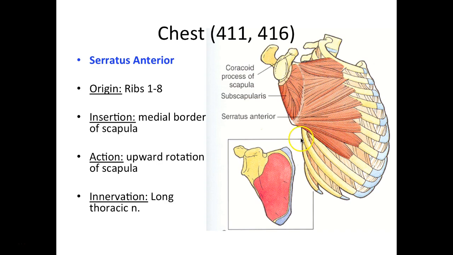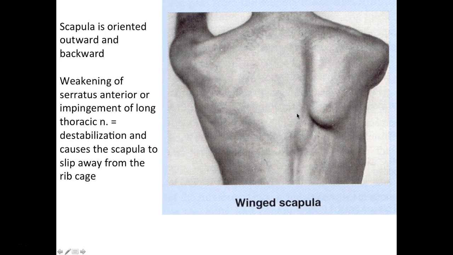So here's a nice little view of that wrapping around. We have ribs 1 through 8, origin here, and then it's going to go underneath. This is the anterior part of the scapula here. We see part of the spine back in here, and it's attaching to that medial border. So sometimes the scapula is orientated outward and backward when we have a weakening of the serratus anterior, and so we can call this a winged scapula.